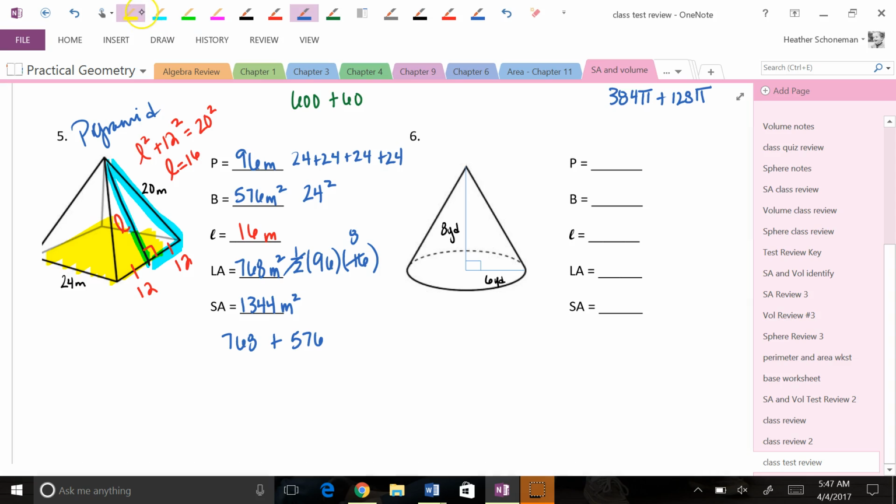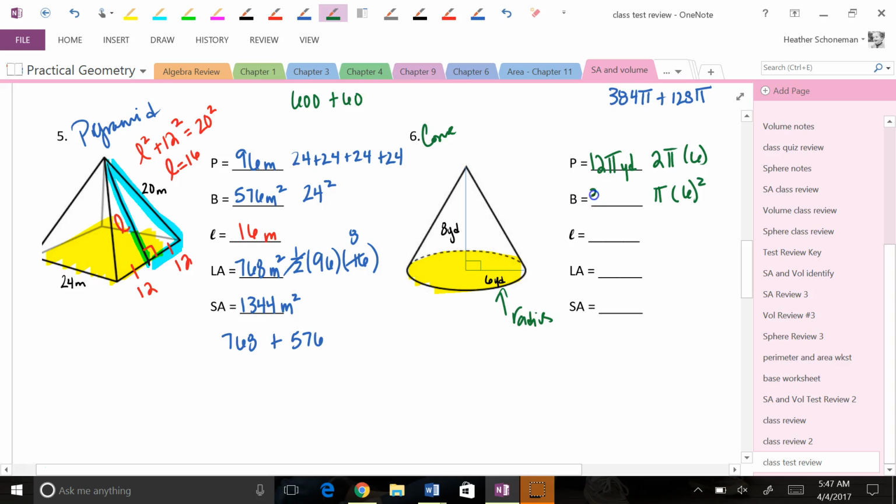Okay, number 6 is a cone. A cone has just one base, so that's why you put it together with pyramid. Perimeter, this is the radius. So it's going to be 2 pi times the radius, which is 12 pi yards. Base is pi times the radius squared, which would be 36 pi yards squared. Slant height. Slant height in the cone is whatever slant it is. It wasn't given to you, so you have to use the Pythagorean theorem.